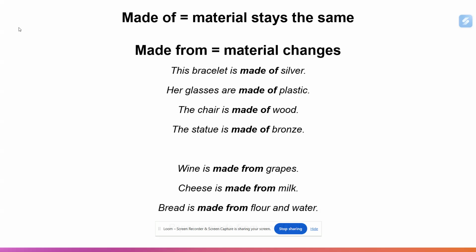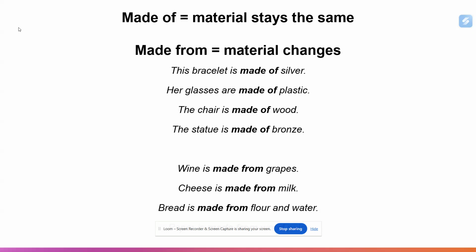So for made of, we can say this bracelet is made of silver. Her glasses are made of plastic. The chair is made of wood. The statue is made of bronze. So for all of these, you can see silver in the bracelet. You can see plastic in the glasses. You can see wood in the chair. You can see bronze in the statue. So we use made of.